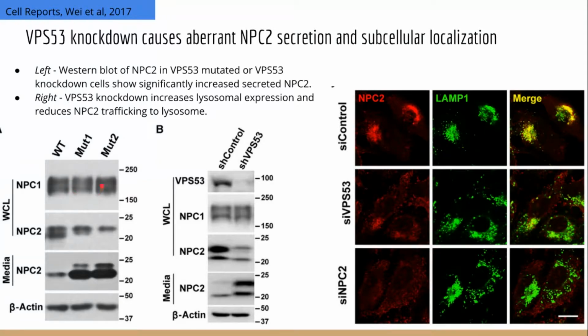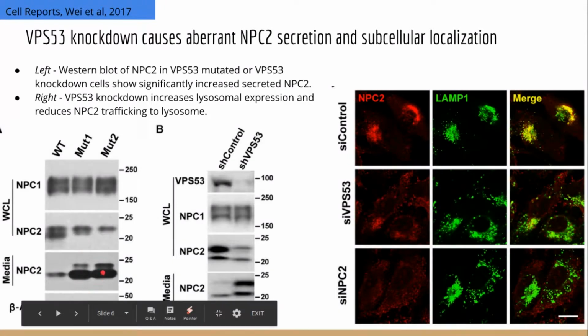These two mutants have mutations in the VPS53 protein. And we also see there's decreased NPC2 in the whole cell lysate. But interestingly, there's a ton of NPC2 in the media around the cells. So the cells are clearly secreting NPC2 in very large quantities into the extracellular matrix.